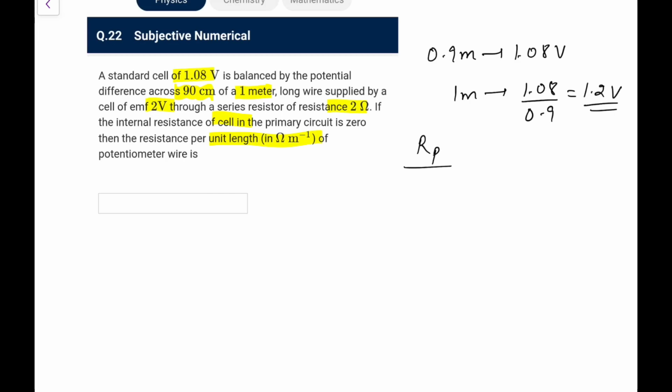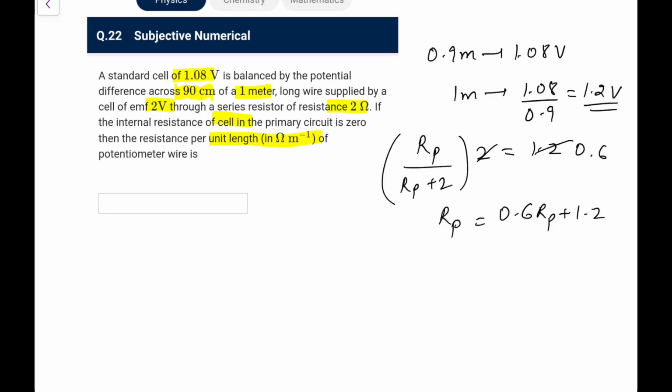That means the resistance of potentiometer upon Rp plus 2 into 2, that is the share of the voltage it will get in that series combination, is 1.2. So this is a 0.6. So Rp is 0.6 Rp plus 1.2. So 0.4 Rp is 1.2. So Rp is 3. So it is 3 ohm and this is 1 meter. So I can directly go for 3. That is the answer here.